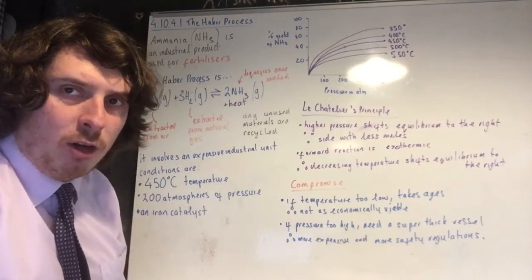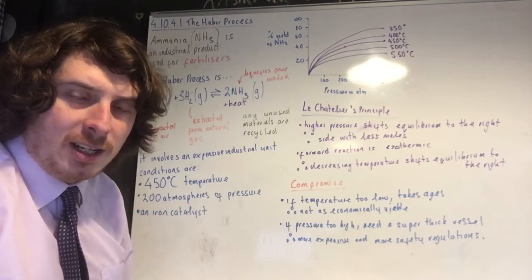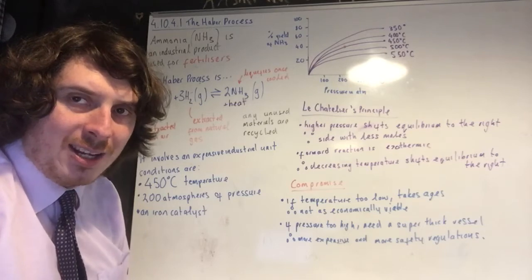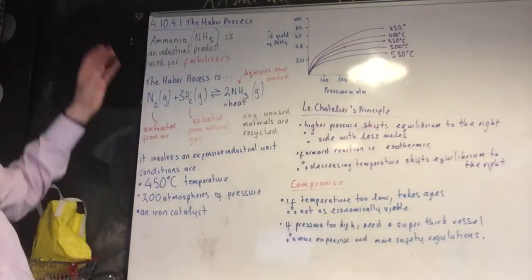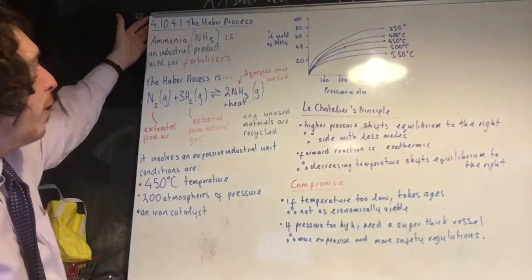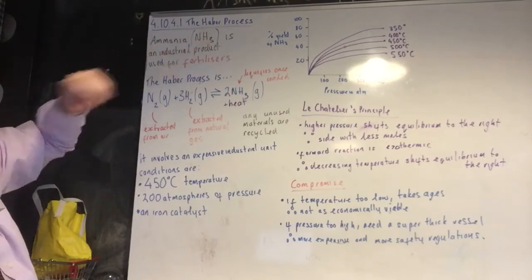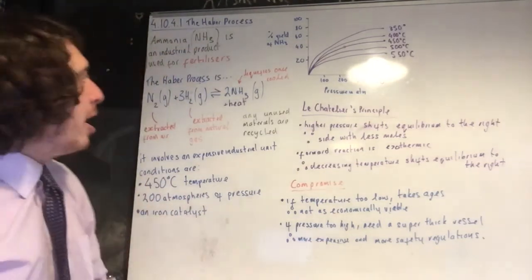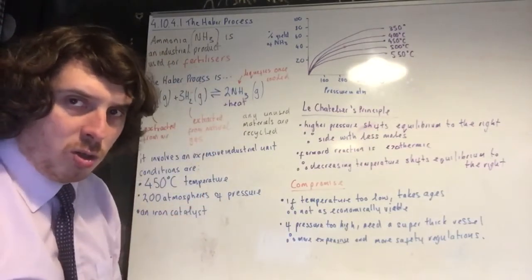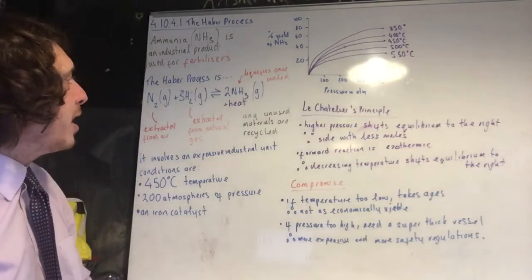Hello, so what we're going to have a look at is the Haber process. This is towards the end of C10, which is using resources, and this is higher tier only. The Haber process is the production of ammonia. Now, ammonia is a compound that contains nitrogen and hydrogen. Ammonia is used for fertilizers, it's also used for dyes, and for explosives. We'll have a look at how it's used for fertilizers in the main here.